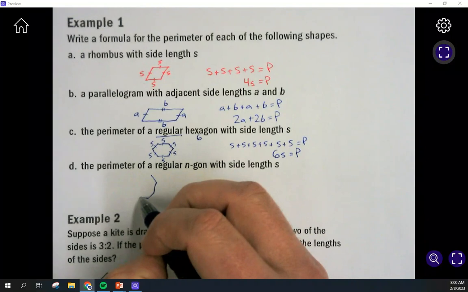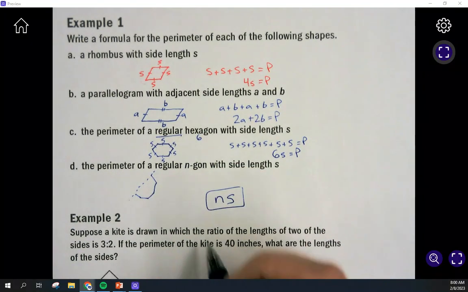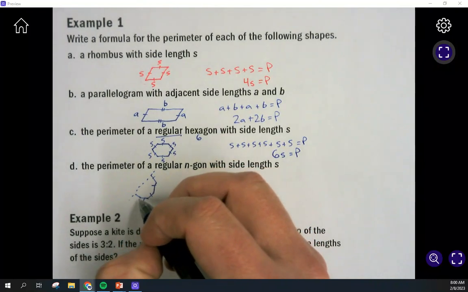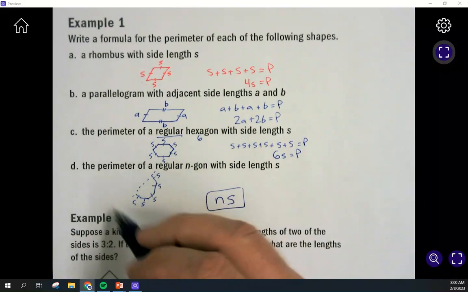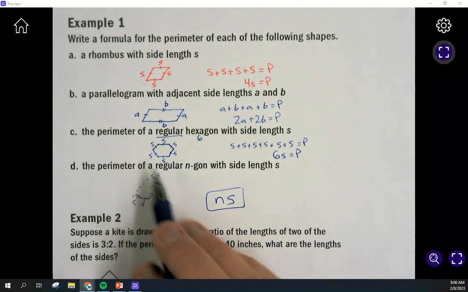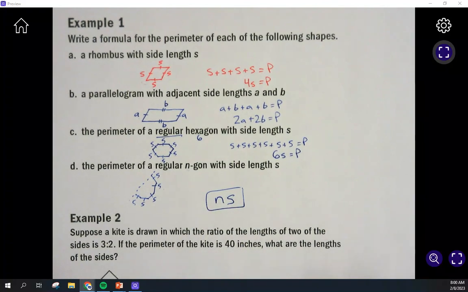You want to kind of draw a picture. We don't know the number of sides, so we just kind of draw part of a shape. We're not going to draw all of it, but we know all of these sides are the same. And so we would add up all of them, whatever n is, that's how many there are. And so we're just going to multiply n times however many sides we have.